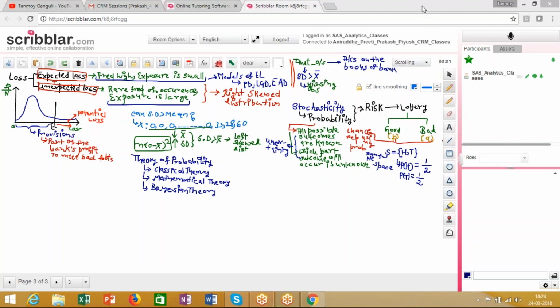Okay. So in today's session, what we'll talk about is the concept of probability. Because when I start talking about risk, risk is something which is about probability. Risk creates a stochasticity in the cash flow of a bank. Risk is nothing but a lottery. When I'm giving out a credit, a borrower can be good or a borrower can be bad.